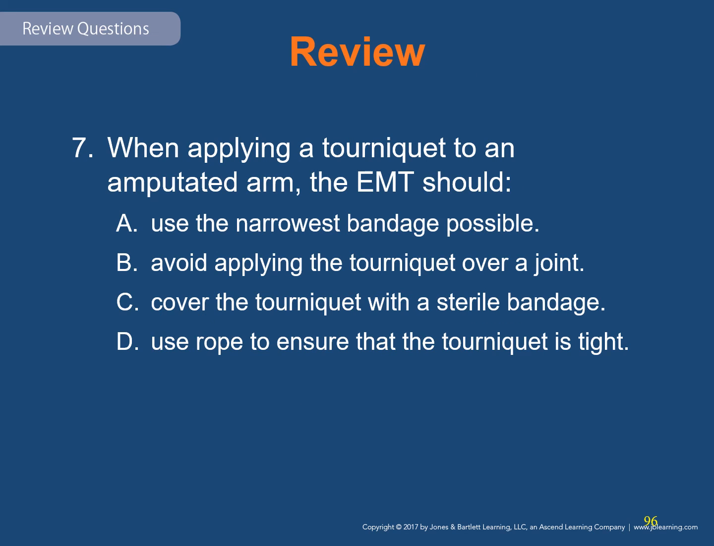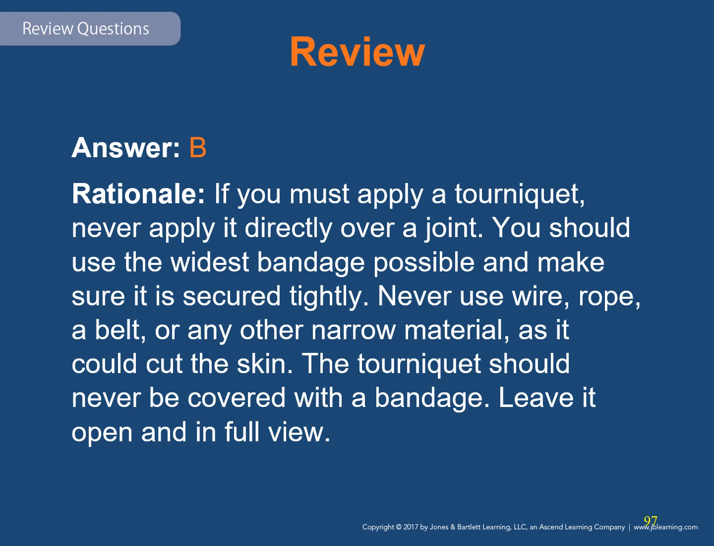Review question 7. When applying a tourniquet to an amputated arm, the EMT should A. Use the narrowest bandage possible, B. Avoid applying the tourniquet over a joint, C. Cover the tourniquet with a sterile bandage, D. Use rope to ensure that the tourniquet is tight. The correct answer is B.